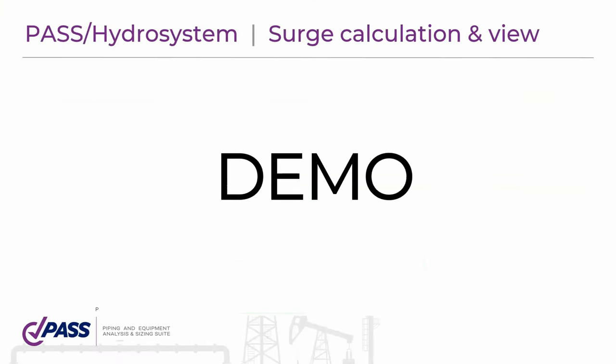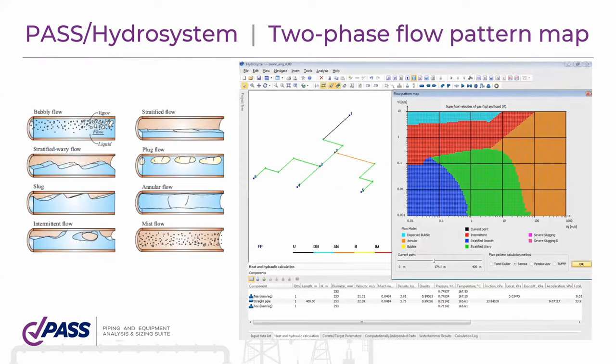Okay, then let's proceed and talk about another interesting topic, two-phase flow pattern calculation. As we mentioned earlier, HYDROSYSTEM is capable of calculating not only single-phase flow, gas flow or liquid flow, it is also capable of calculating two-phase flow, gas-liquid mixtures, and even three-phase flow, when you have two unmixed liquids and a gas flowing together. And one of the most important tasks for this type of flow is not calculating the pressure drops or something like this. It's important too, but the most important part is to find out what flow pattern we will have in each pipe and component. In HYDROSYSTEM, you can solve this task too.